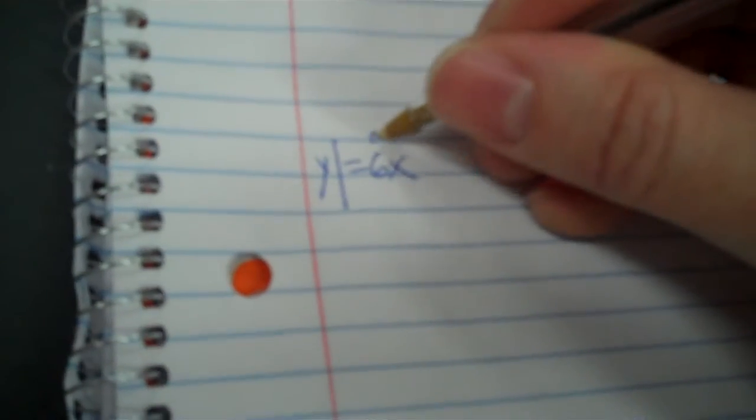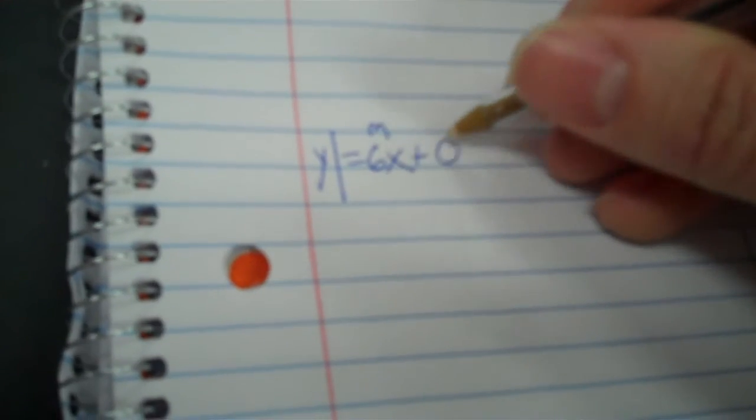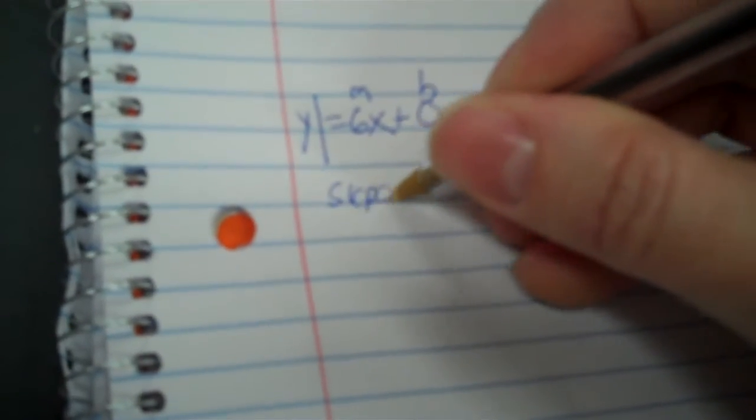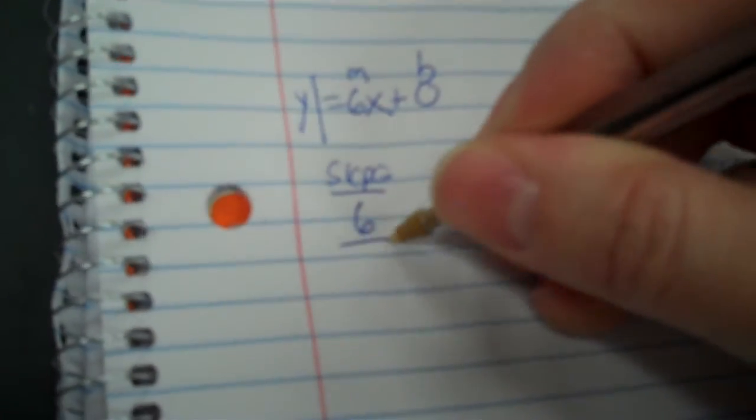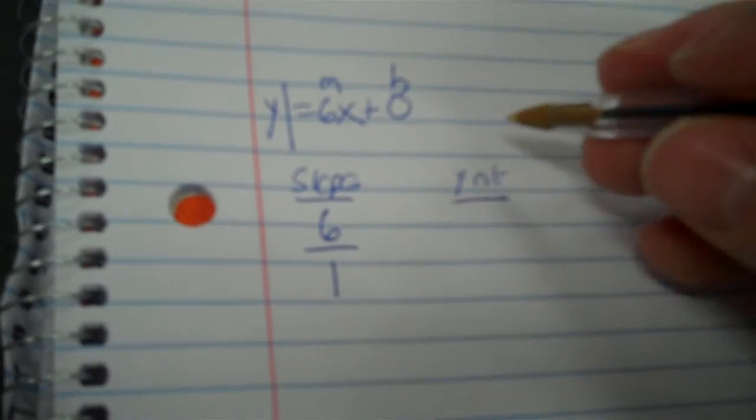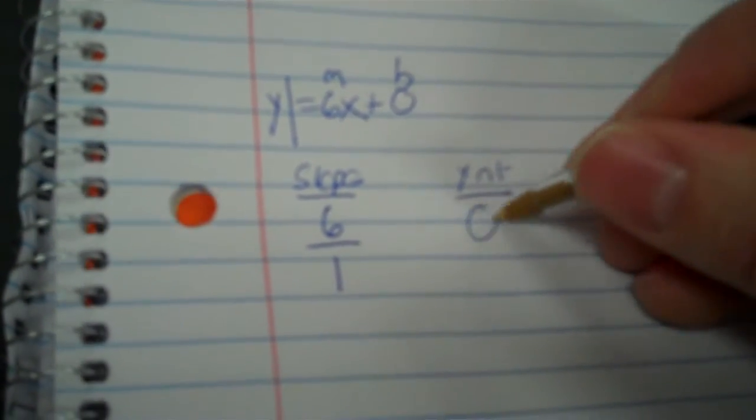Okay, next one, y equals 6x. Got plenty more examples here. Okay, so M, and remember the rule for the B, you put 0. So the slope is 6, but I needed a fraction, so I slide a 1 under it. And the y-intercept is 0. Now we plot that first. 0 is in the middle of the graph.